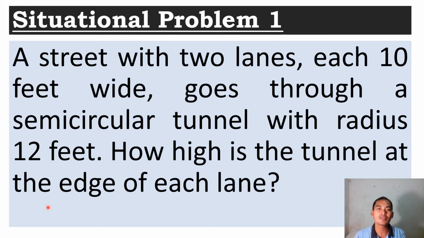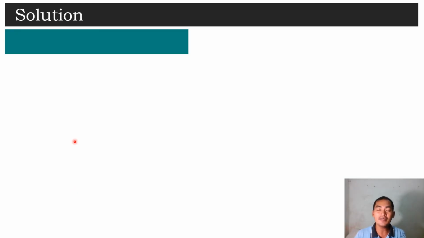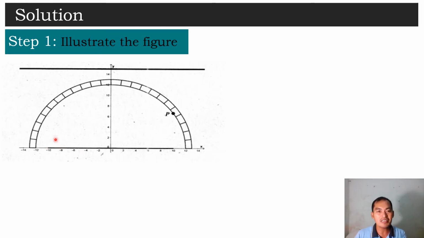Number 1. A street with 2 lanes, each 10 feet wide, goes through a semicircular tunnel with radius 12 feet. How high is the tunnel at the edge of its lane? So, dalawang lane siya. I-illustrate muna natin. So, ito yung tunnel, circular tunnel. Tingnan nyo ang nalagay kong picture.